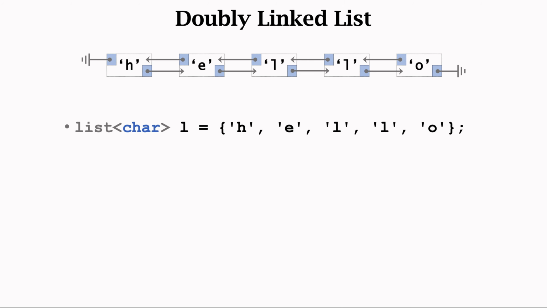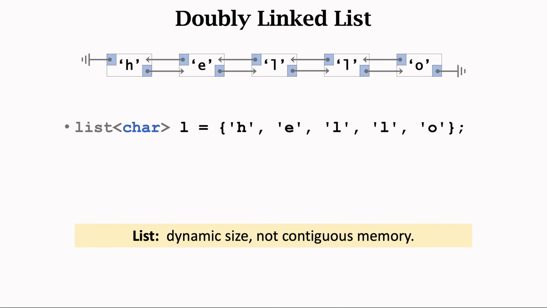This is what a doubly linked list looks like. Each node stores a character. Each node is connected with 2 nodes. Each node has 2 pointers, the previous pointer and the next pointer. The previous pointer of the first node is null. The next pointer of the last node is also null.